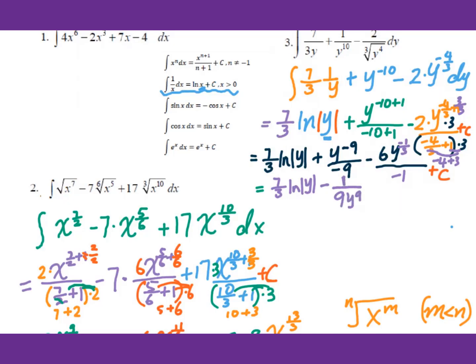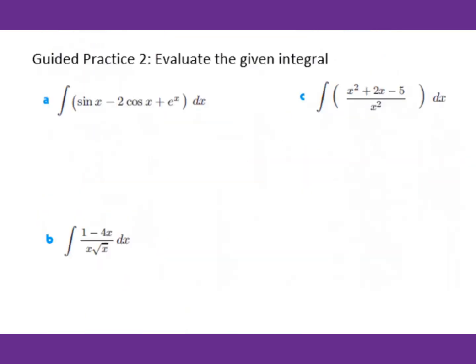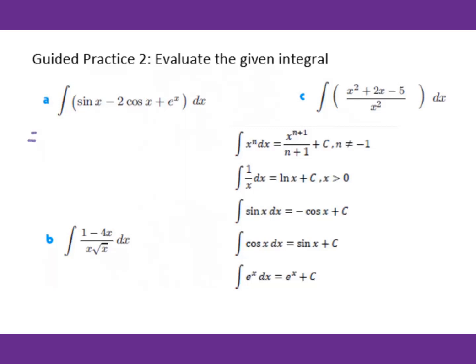Here's 1. Then negative negative will be positive. So you get plus 6 cubic root of y. Then plus c. This will be the final answer for 3. Let's go to guided practice 2. For A.